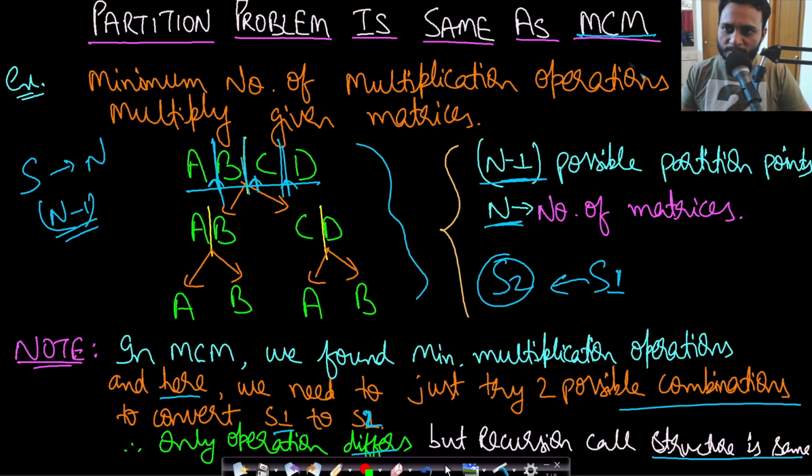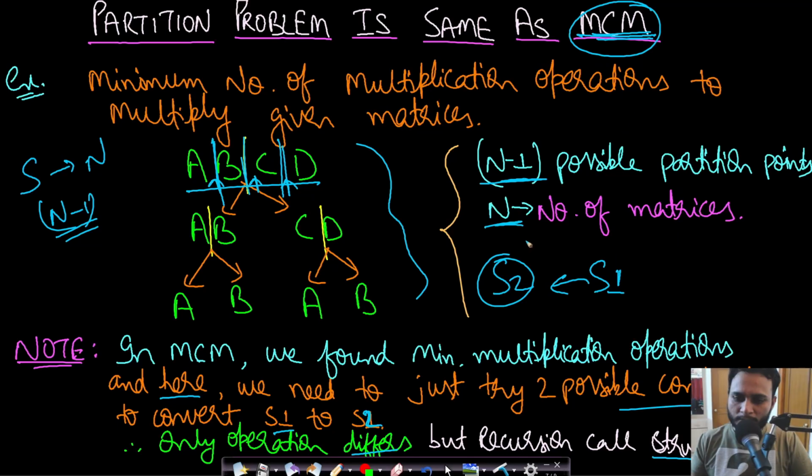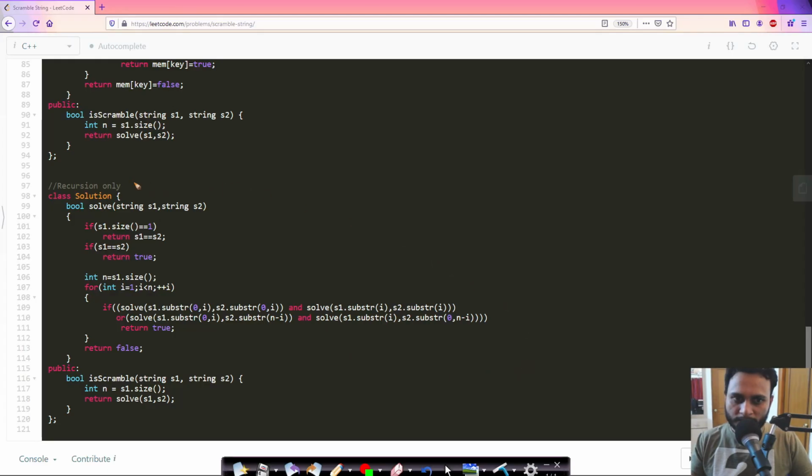So if you know MCM already and how to write the code for MCM, then it should be very simple to write the code for scramble string as well. First we will see how to write the code using recursion, and then we will optimize it. So let us now look at the code. This is the recursion code.